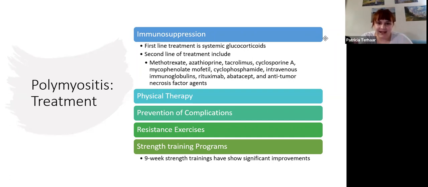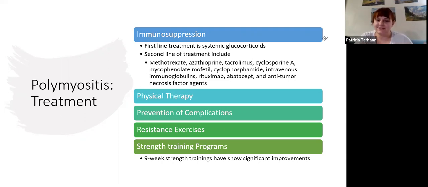And then the second line of treatment includes methotrexate, azathioprine, tacrolimus, and a lot of other immunosuppressive medications that will help suppress what is going on. Physical therapy is also a big part of it. It doesn't stop it from happening, but it can help mitigate the results.